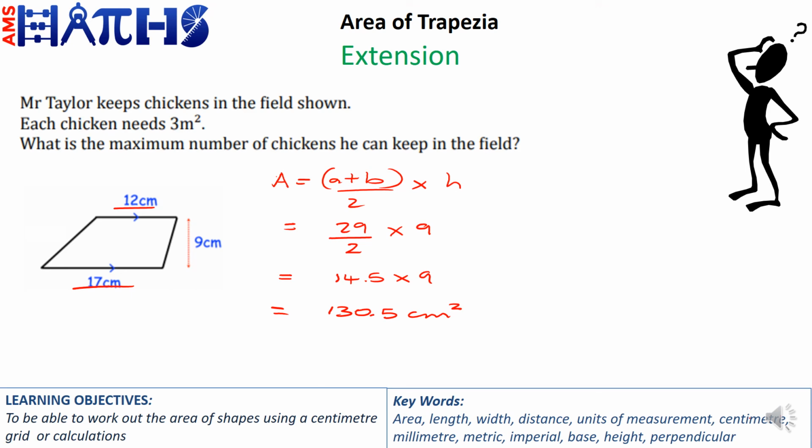It says the chicken needs 3 meters squared, so for the maximum number of chickens that can be kept in that field, we'd have to divide the area of the trapezium, which is 130.5, by 3 meters for each chicken. When we work that out, 130.5 divided by 3, we get 43.5. And so it therefore means the maximum number of chickens that can actually be kept in that field is 43 chickens.